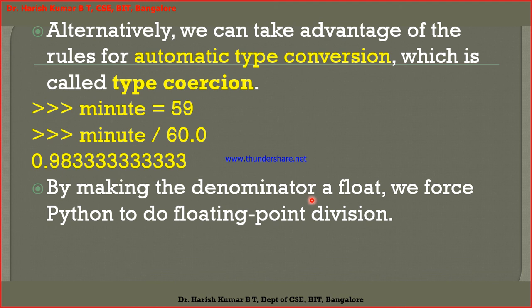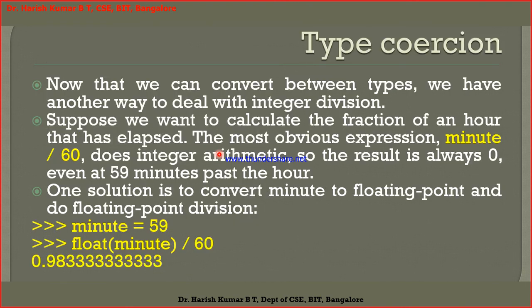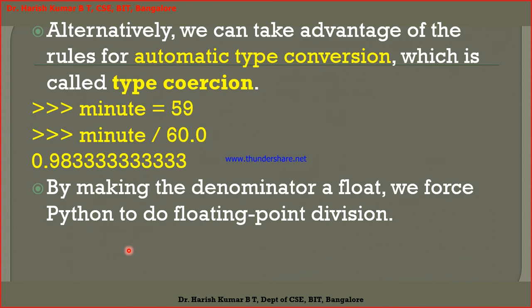By making the denominator a float, we force Python to do the floating point division. Earlier I was explicitly making minute a float and then dividing. Now I am not doing anything to the minute, but I have made the denominator a float, and this will force the entire division to happen in floating point, so the result will be a floating point value.